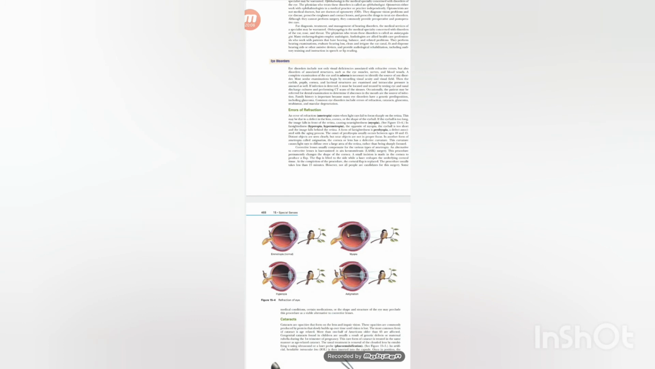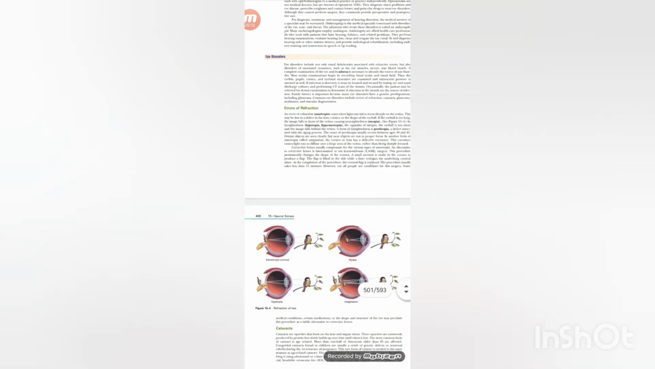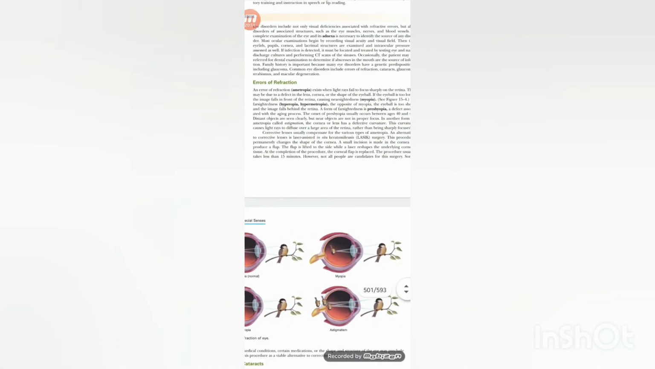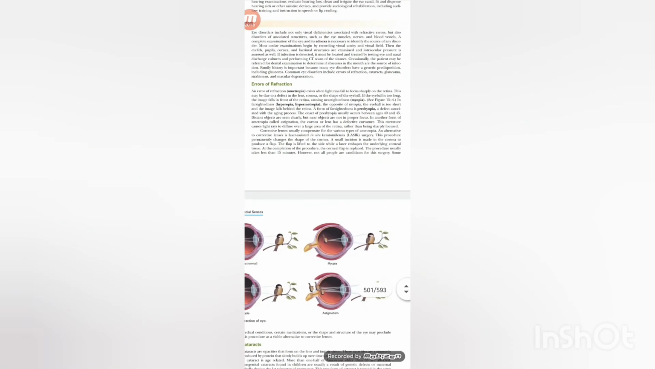Eye disorders: we have errors of refraction, which are the refractions of light inside the eye. Errors of refraction are called ametropia, when light rays fail to focus sharply on the retina. To see, the image must be focused on the retina. When this does not happen, we call it ametropia.